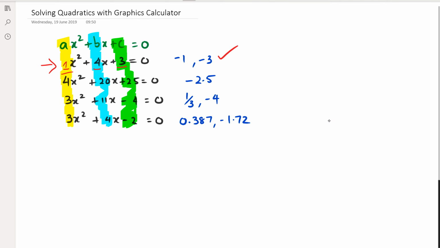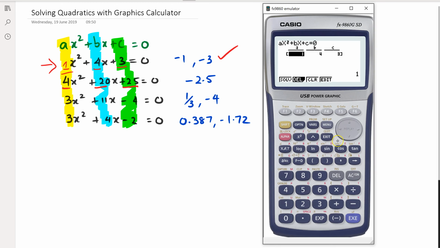Now I'm going to do the second one. So I've got A of 4, B 20, C is 25. So if I go exit, I'm going to rewrite those numbers. So I've got 4, 20, and 25. And remember that in this question we only had one answer. So when we press solve, as you can see, there's only one answer, -2.5. It actually says that there's two solutions, but both of these solutions are the same. That's why we only get one answer.